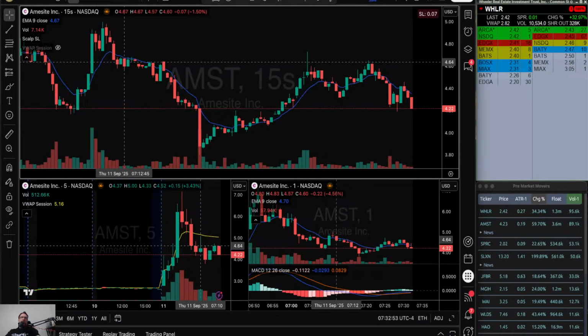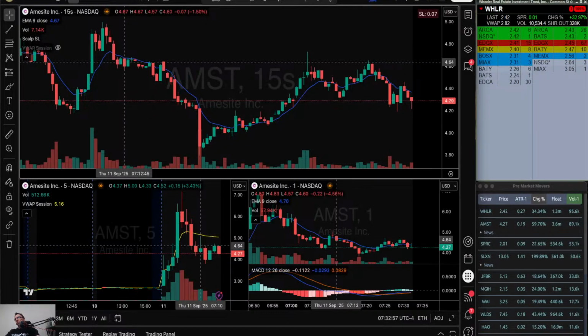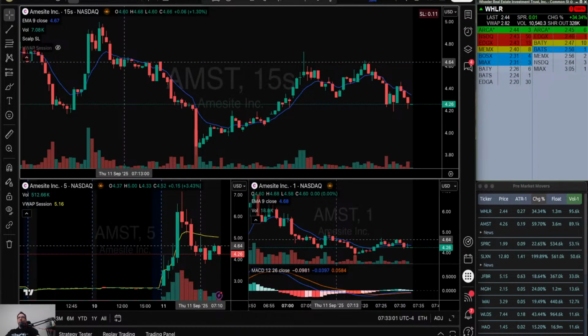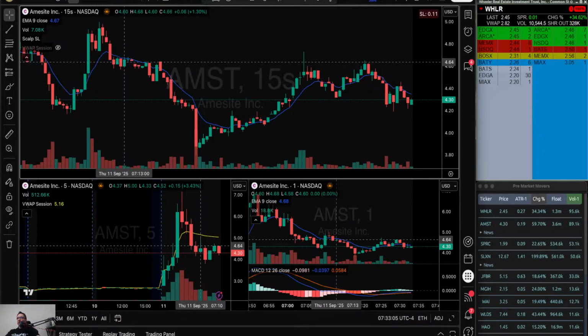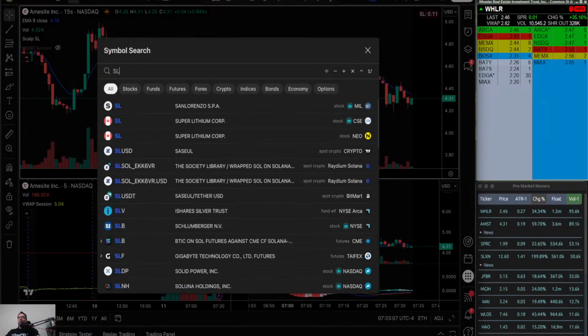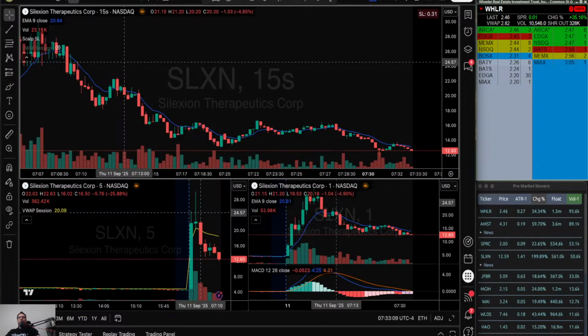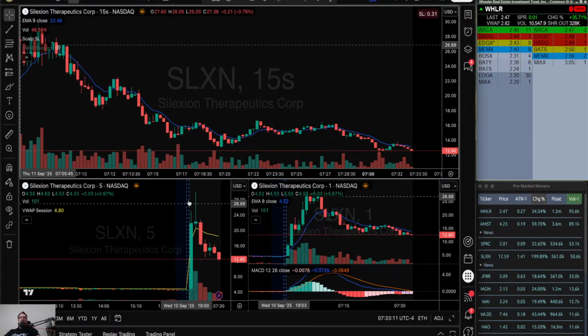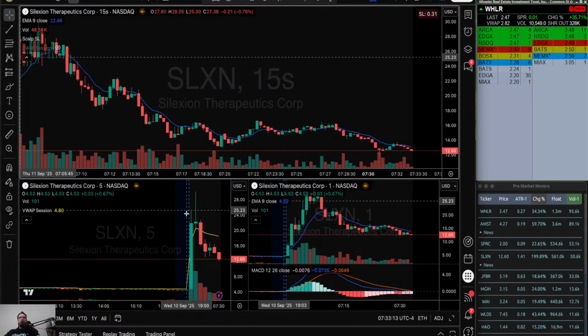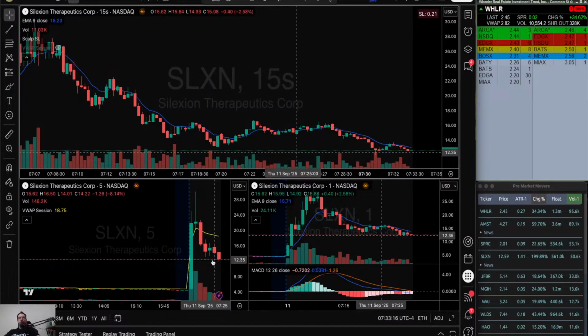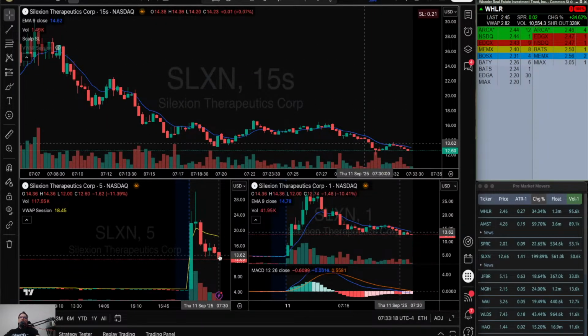Look at that. Yeah, you know, the AMST was, where's that big high dollar one that was, oh, yeah, that was SLXN. Look at that one. Look at that big old topping tail right there. Big, huge topping tail. Now it's just taking a dump. He's just taking a dump, people.